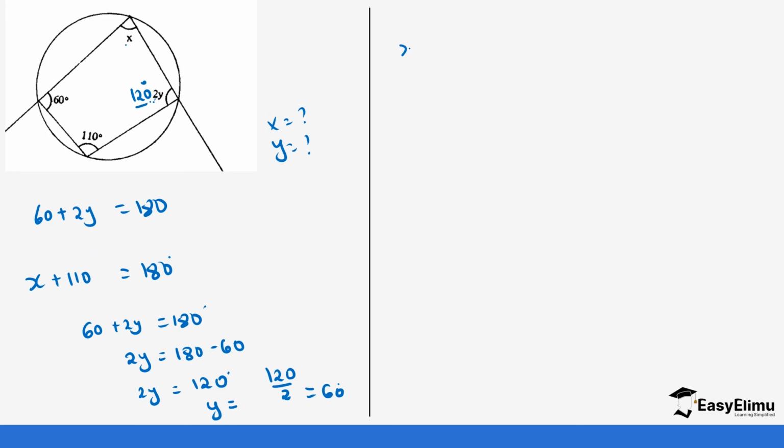Next is x plus 110 is equal to 180. So x is equal to 180 minus 110, which will give us 70. So x is equal to 70 degrees. So that's how we calculate these angles.